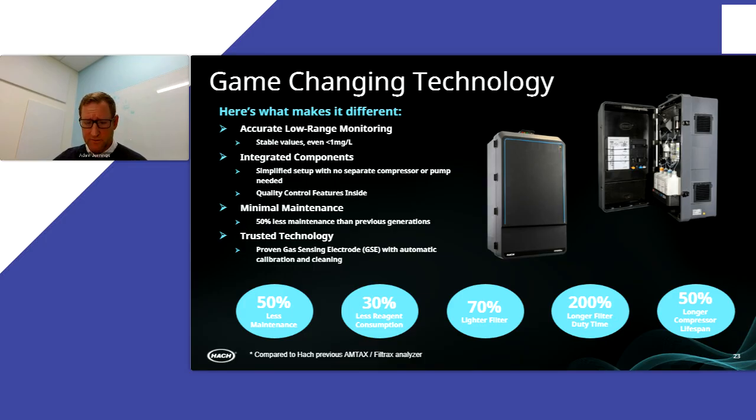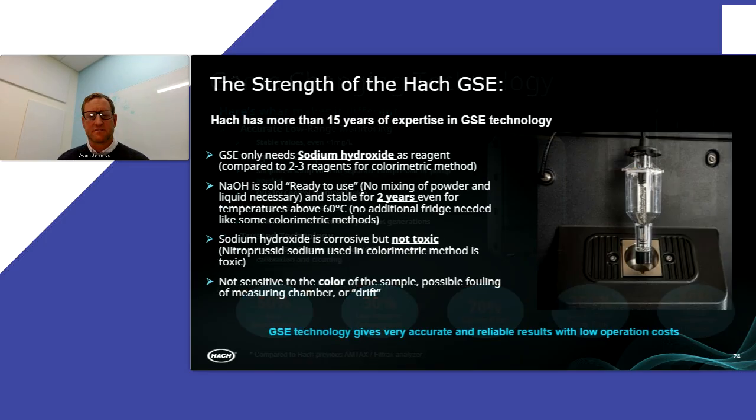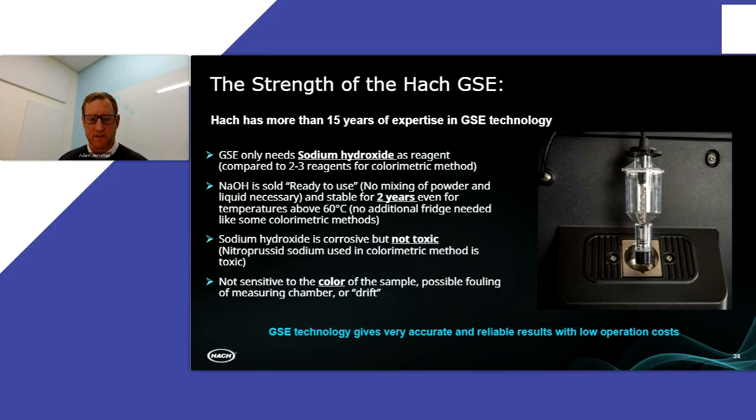So when we're talking about the gas sensing electrode technology, I mentioned some of the benefits. One of the things that we find is really helpful is that the GSE only needs sodium hydroxide as a reagent to make the measurement. Some of the colorimetric methods require more than that to make that colorimetric analysis.